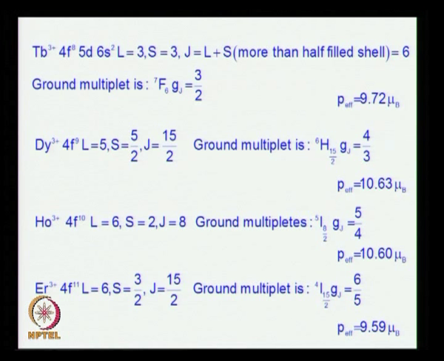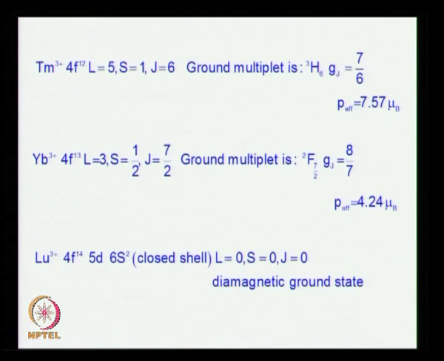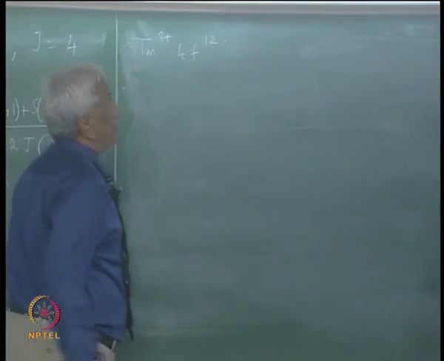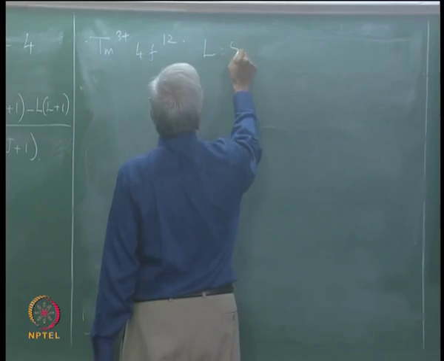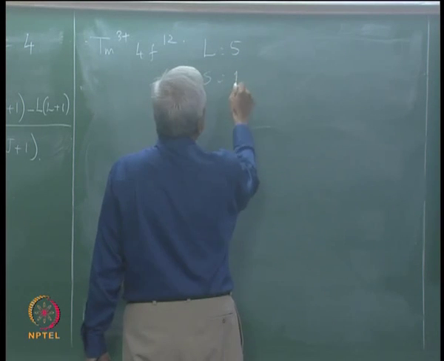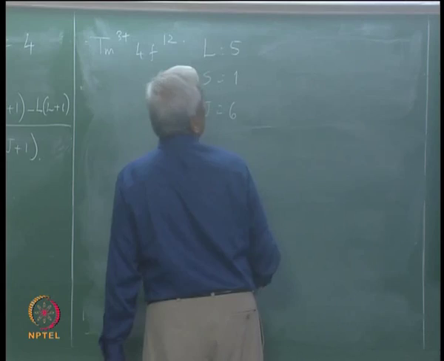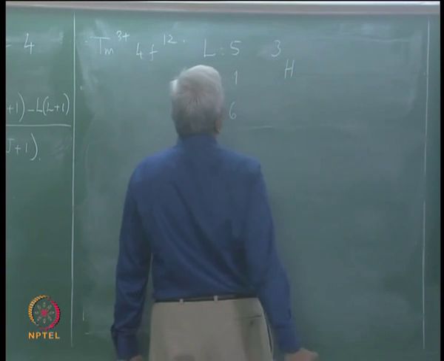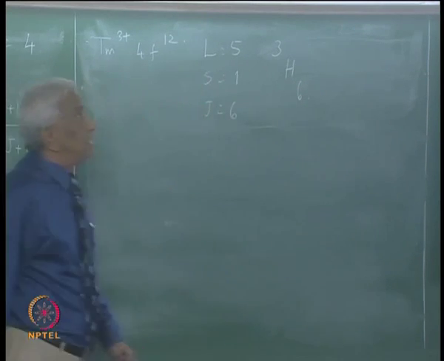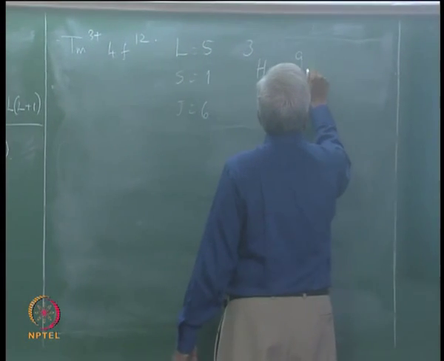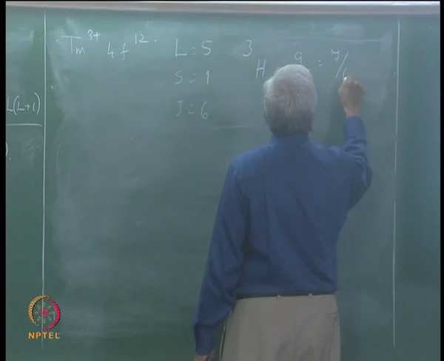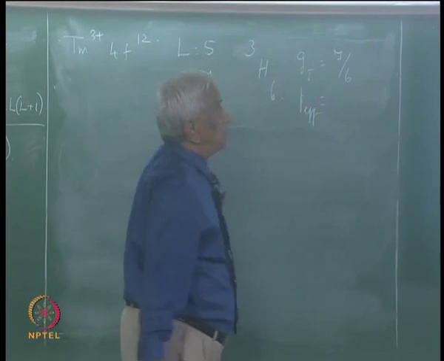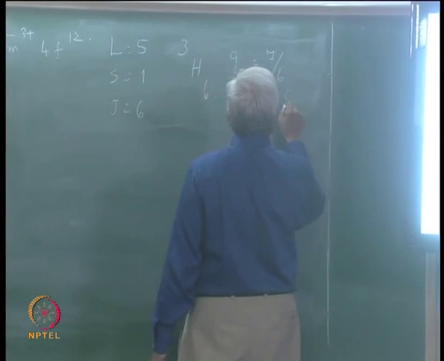We next come to the case of thulium, which has 4f12. So, the L value is 5, S value is 1, J value is 6, and the ground multiplet is an H term with spin multiplicity 3 and J equal to 6. So, the Gj is 7 by 6 and the P effective is just 7.57 Bohr magnetons.